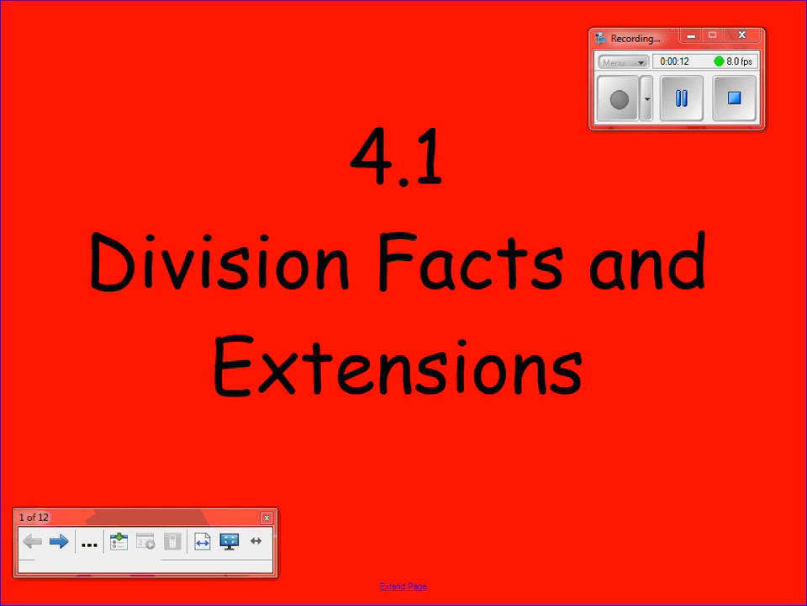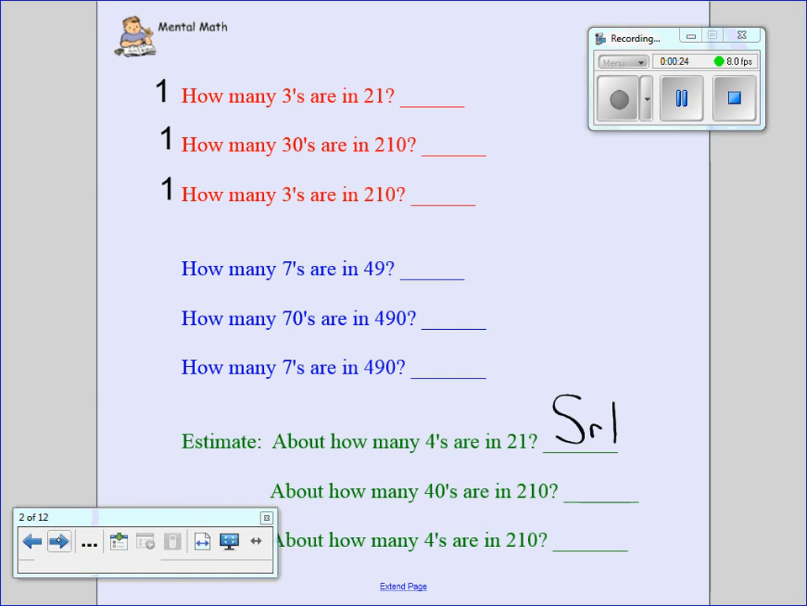I will tell you this right now, if you don't know your math facts yet, which I believe we all know our math facts, this is going to be difficult. So if you're noticing that this division is kind of tough, there's always time to refresh your math facts a little bit, okay?